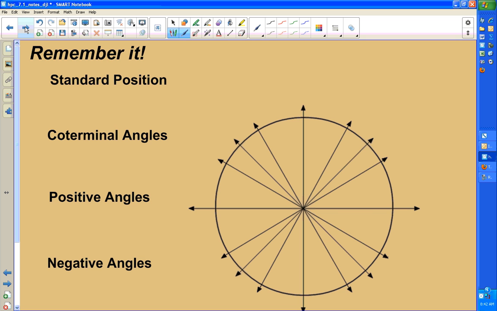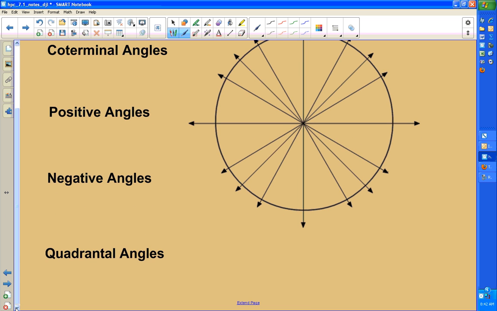So again, we talk about standard position. That means horizontal right, counterclockwise. What does coterminal mean? They end or share the same terminal side. They end at the same ray. Positive angles go in which direction? Counterclockwise. Negative angles go clockwise. Quadrantal angles have to have a terminal side on the X or Y axis. And it doesn't matter which direction you're going, they can be positive, they can be negative, but they have to end on the X or Y axis.